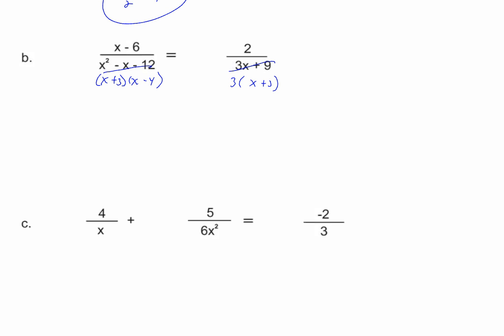So if you then use the LCD, you'll just save yourself a little bit of hassle. It'll be a little bit less work because more things are going to divide out. So on the left-hand side, the LCD is 3 times x plus 3 times x minus 4. Do you agree that's the LCD? 3 times x plus 3 times x minus 4. And if you do the same thing on the right, 3 times x plus 3 times x minus 4.